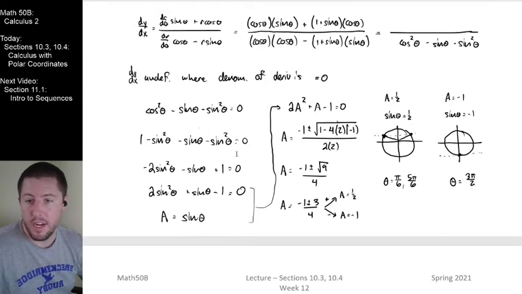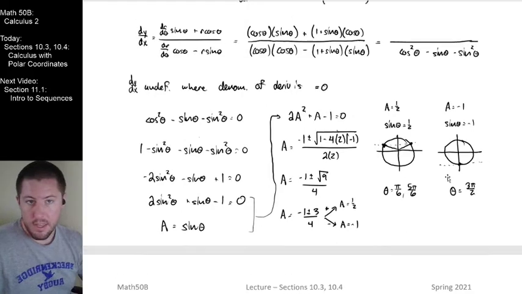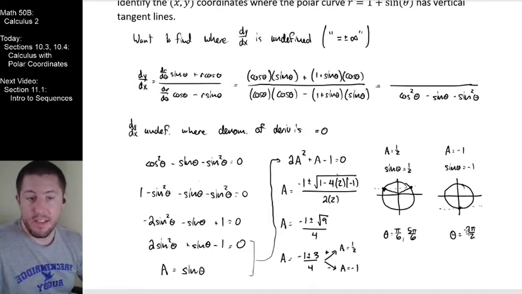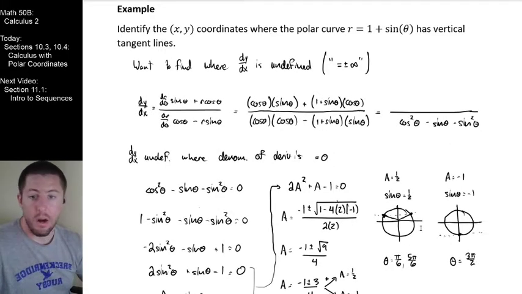I solved the trig quadratic equation right here, and I found that these are the three angles that will result in us dividing by 0 in our derivative expression. So I'm thinking that these are the three angles at which we're going to achieve our vertical tangent lines. But these are in terms of theta. I want them in terms of x and y. So what are we going to do right now?